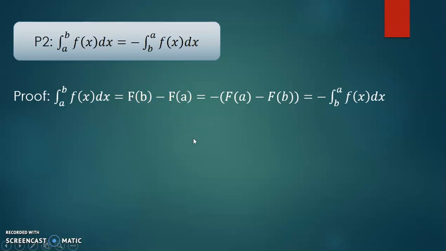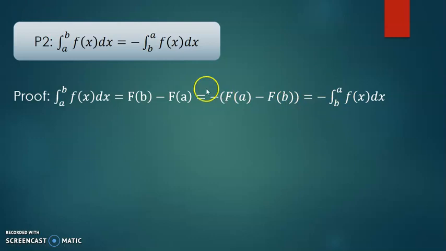So this means that you need to take the negative sign common, so you'll get minus, and this flips it to F of a minus F of b, and then F of a minus F of b is the integral from b to a of f of x dx. And here you have the negative sign, because always the first one refers to the upper bound and the second one refers to the lower bound. So here, this means that a is the upper bound and b is the lower bound.